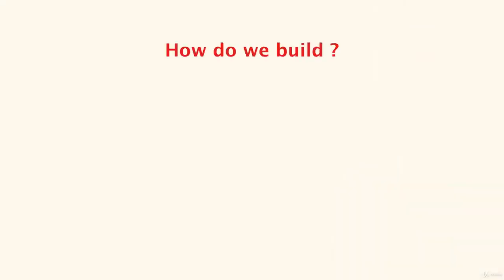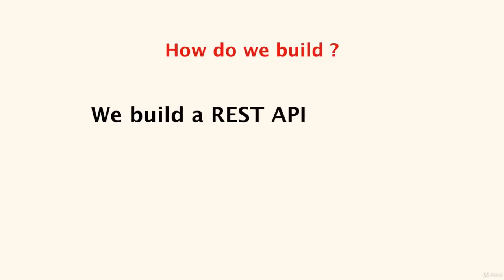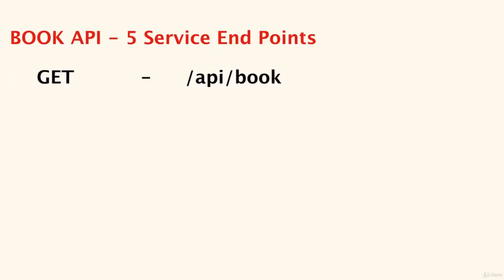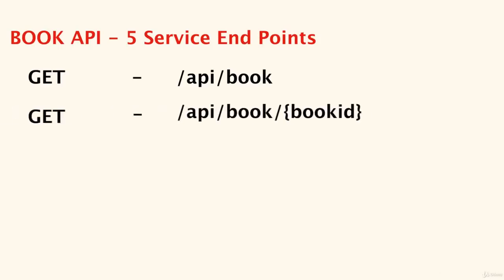We are going to build this in two steps. In the first step, we are going to build a REST API, which is a book API. We are going to use Spring MVC to build this book API. This book API is exposing 5 different service endpoints. If someone makes a GET request to /API/book, this will return all the books in a JSON format. And if we make a GET request to /API/book/bookID, this will give the book object in a JSON format.